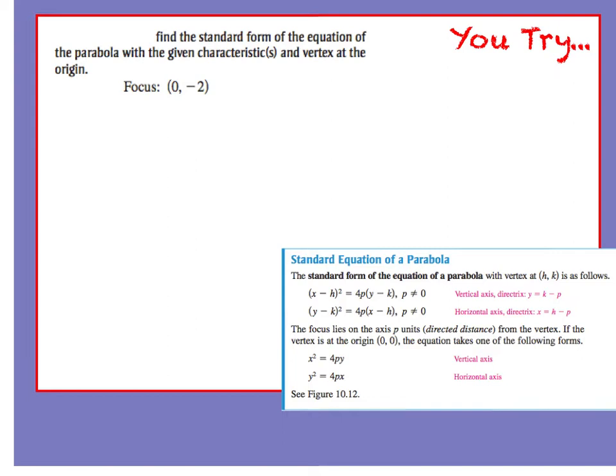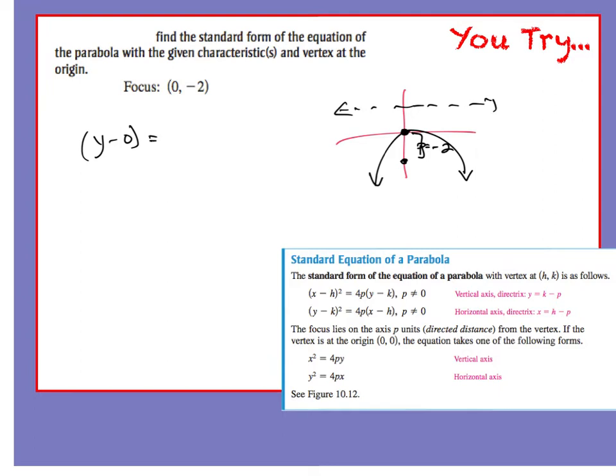So I have a vertex at the origin, and this focus is (0, -2). Okay, so my p is -2. So which way is this going? Down. All right, good. And then you use the formula and you do (y minus 0) quantity squared equals 4 times -2 and then (x minus 0).